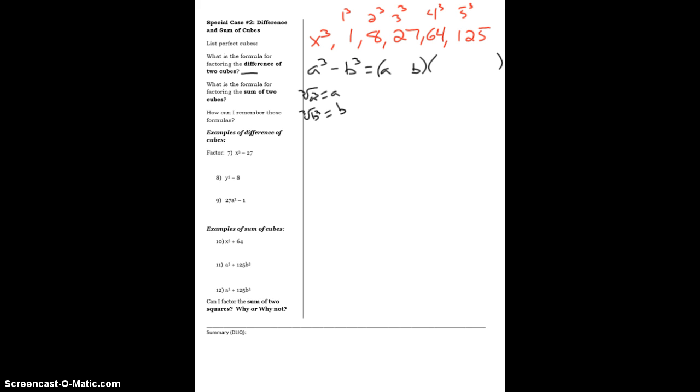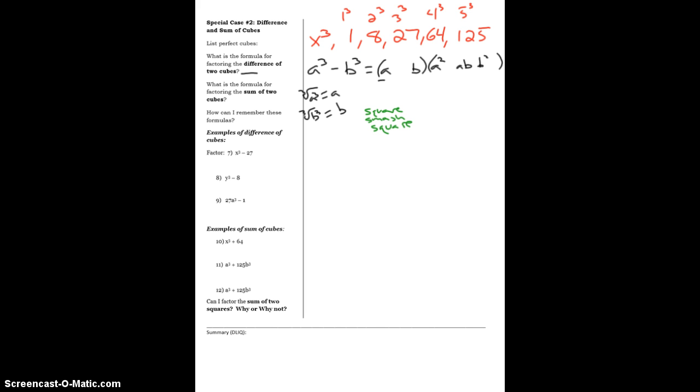Now, I want you guys to think of the terms, and how can I remember? Think square, smash, square. So, to fill in the trinomial, we're going to square a, and that's going to be a squared. We're going to smash a and b, that's going to be ab, meaning a times b. And then we're going to square the b, which is b squared.